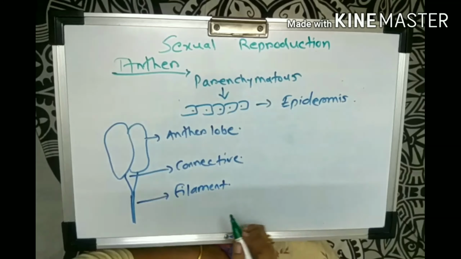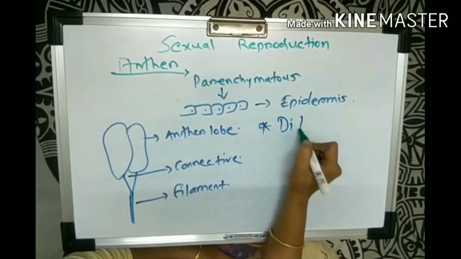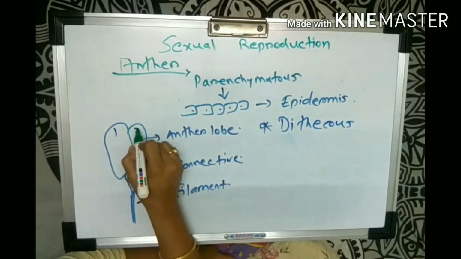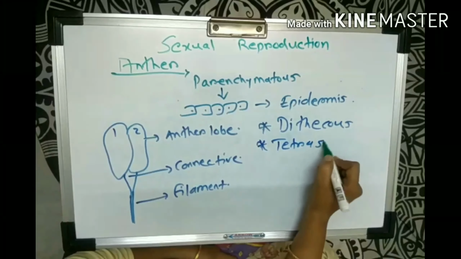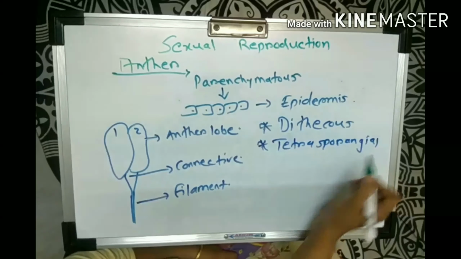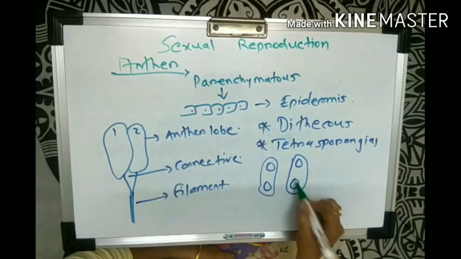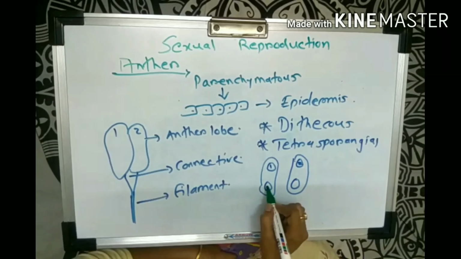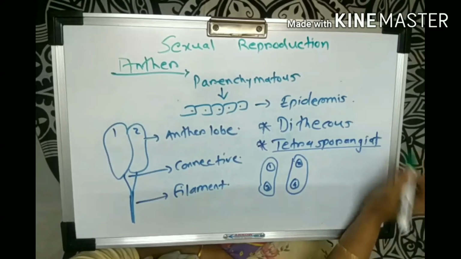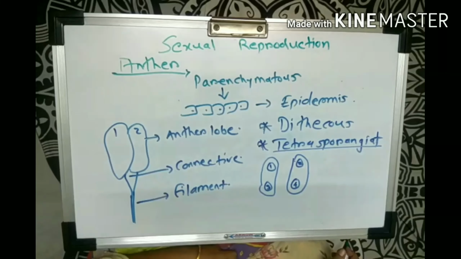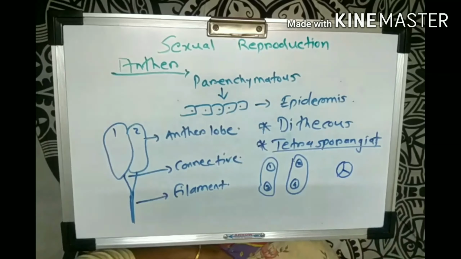Now, in the structure of anther, it is necessary to know that each anther is a dithecous structure. Dithecous means having two lobes, and it is tetrasporangiate. Tetrasporangiate means each lobe contains two pollen sacs, which means there are 4 pollen sacs in each anther. So it is known as tetrasporangiate. Now this pollen sac contains pollen. Pollen grain is also tetrad in nature.